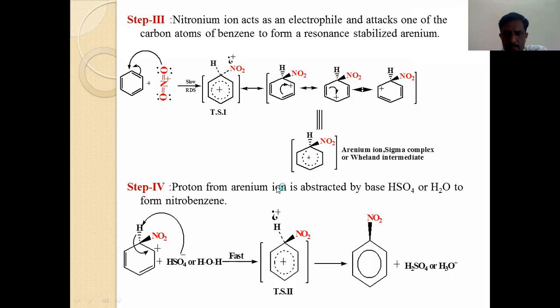So in this case, step fourth is a very fast step. This is not the rate determining step. The rate determining step is transition state first, or step 3, that is the attack of the nitronium ion on the benzene molecule. This step is very slow, and that's why this step is used to determine the rate constant or rate. So this step is called the rate determining step.